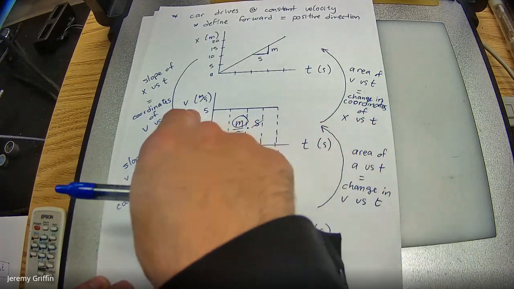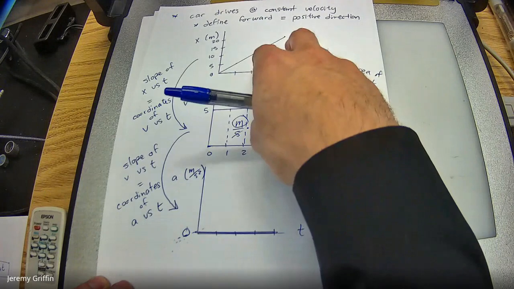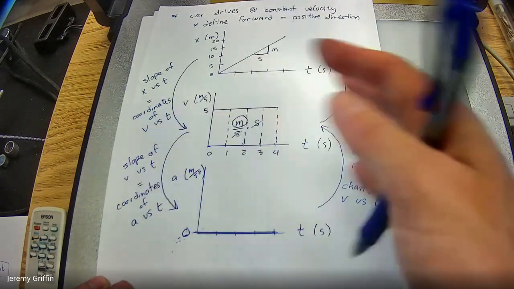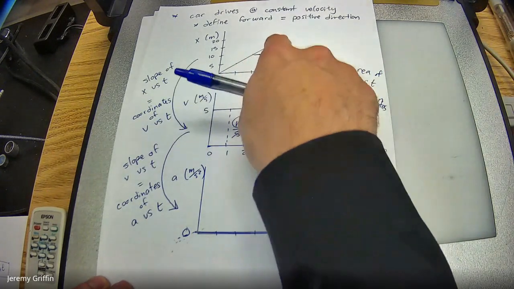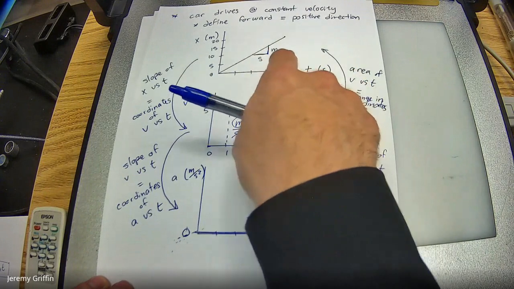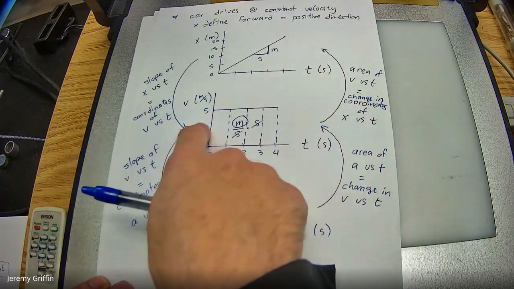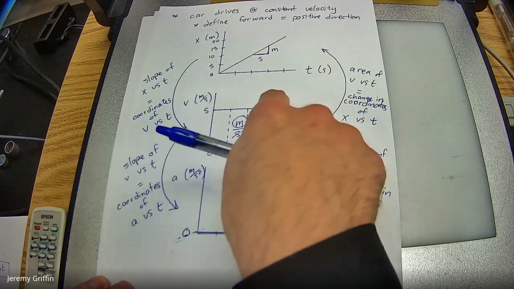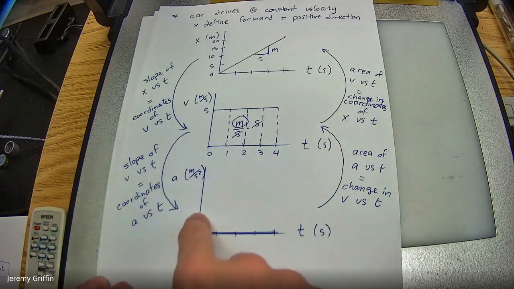Okay. And then just to go back, I know I had talked about this before, but the slopes of these things is also consistent in terms of the unit. See, rise over run for x versus t would be some meters per second. Hey, that's meters per second. Okay. And then rise over run to meters per second. Hey, that's meters per second squared. Okay.